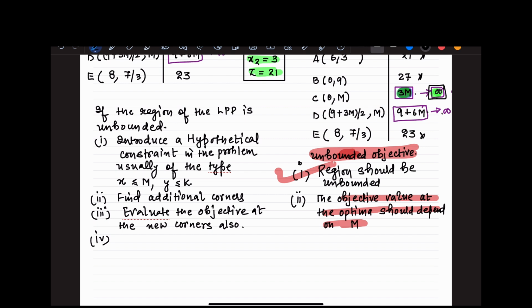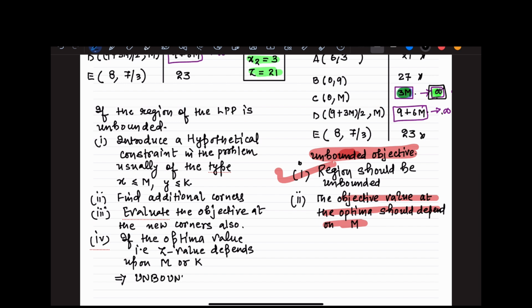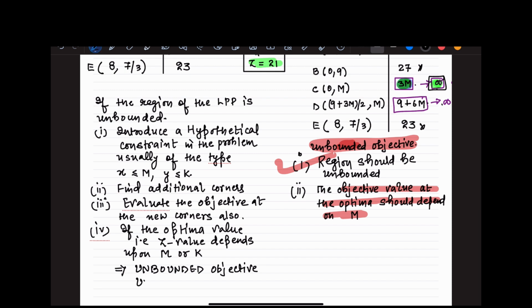Next, if the optimal value, that is the z value, depends upon m or k, this implies unbounded objective, or people also say unbounded LPP.